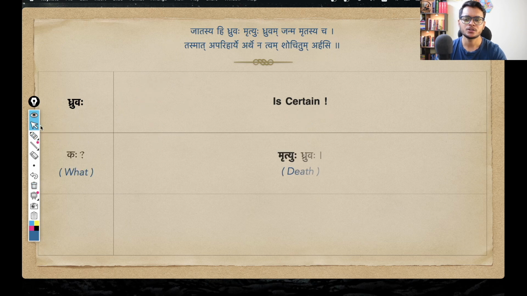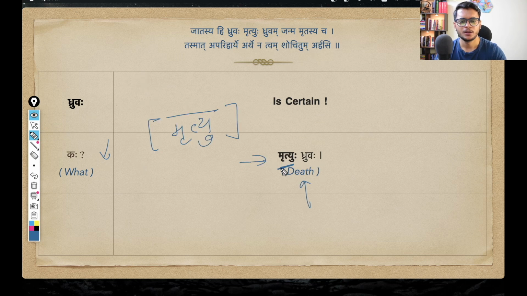And if we move on, a common question will be Kaha Dhruvaha, that what is certain? And the first thing we get is Mrityuhu Dhruvaha. And this form Mrityuhu is of course coming from Mrityu, this Pratipadika. It is a Pullinga, a masculine gender Pratipadika. And this form is the Prathama Vibhakti Ekavachanam form. So Mrityuhu Dhruvaha: that death is certain.